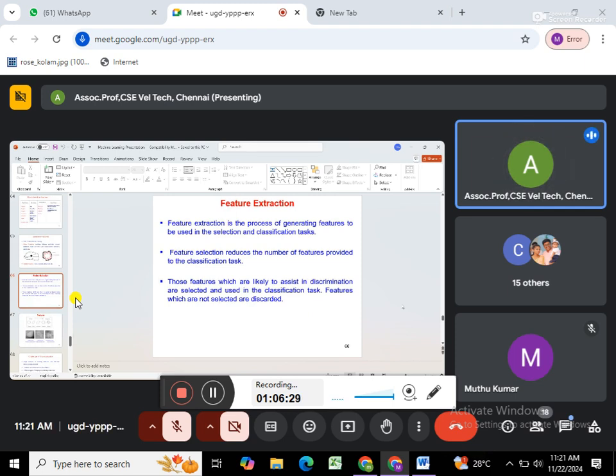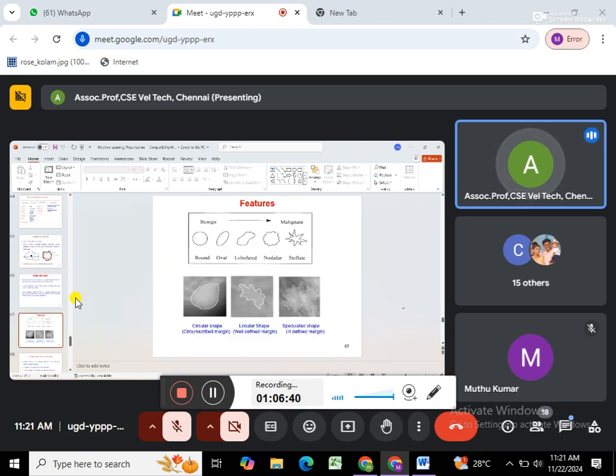Feature extraction is the process of generating features for the classification task. You already know, right? We have to discriminate our values against the original values. The features can be classified and the shapes can be given for your texture features, right? For your shape geometrical analysis: round, oval, lobulated, nodular, stellate, right? And you can give your value accordingly in the form of shapes as well. The circular shape can be given with circumscribed margins, a well-defined margin can be given for a lobular shape, an ill-defined margin can be given for the spiculated shape like a stellate.